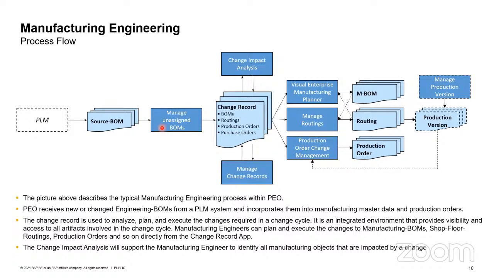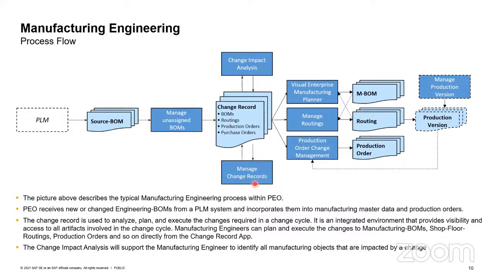So likewise, we'll create the planning scope, and this EBOM and planning scope will be assigned to a change record using the manage unassigned BOM app. Okay, using the manage unassigned BOM Fiori app, we can assign the EBOM to the change record, which greatly helps us to track the changes that happened in that BOM. And it also supports the manufacturing engineer to identify all the manufacturing objects that are impacted due to that particular change. Okay. And we can create a new change record also by using the manage change record app.